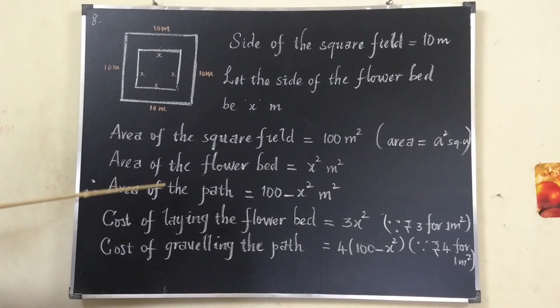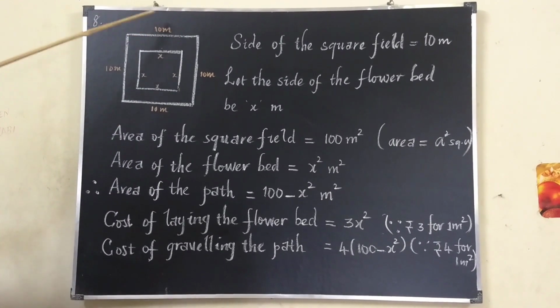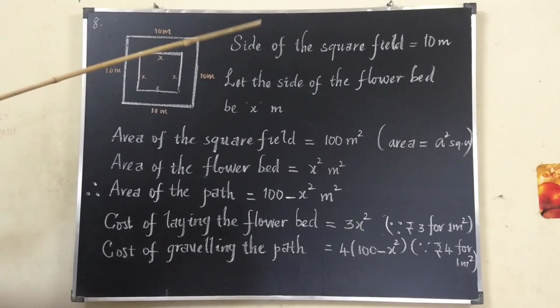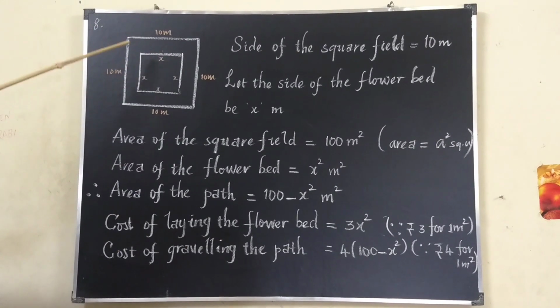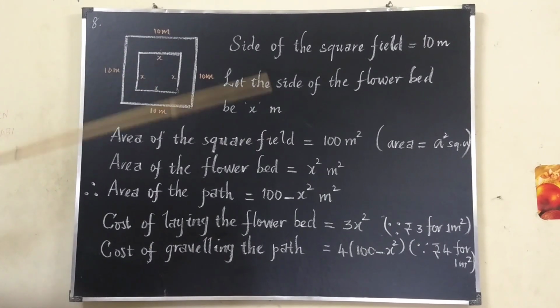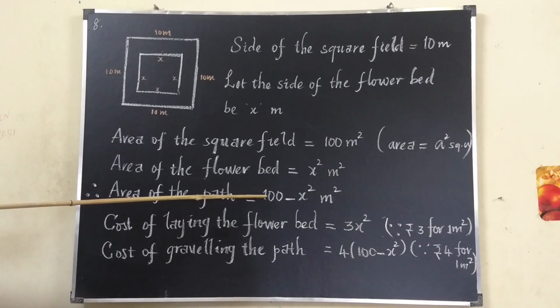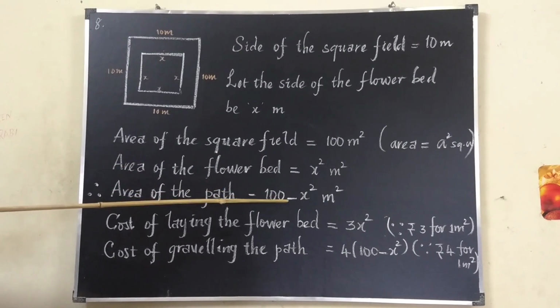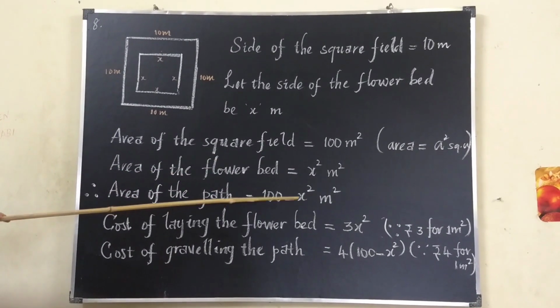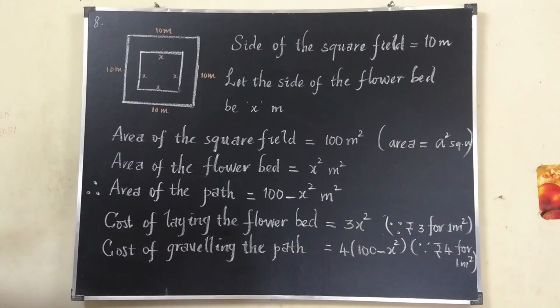Like that, here the area of the path is equal to the area of the outer square, which is the area of the square field, minus the area of the inner square. The area of the inner square is the area of the flower bed. So the area of the path is equal to the area of the square field, 100, minus the area of the flower bed, x square. Meter square is the unit here. Okay, don't confuse that. You understand that?